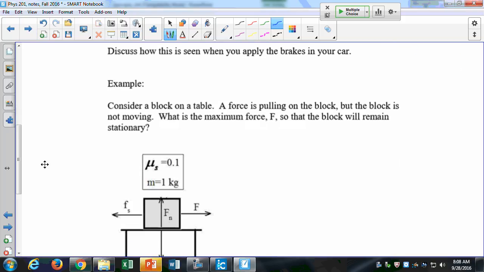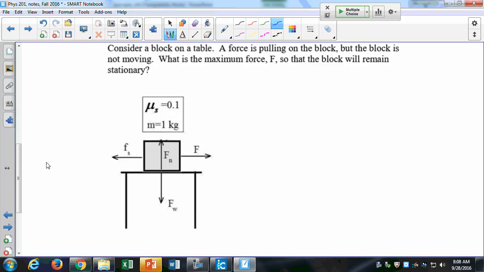All right, so consider a block on a table. What is the maximum force so that this block will remain stationary? Here I give you the mass of the object and the coefficient of static friction, and I want to know what force I can apply to this without causing it to move. What is the maximum force I can push on this thing and it not move? Take a couple of minutes.